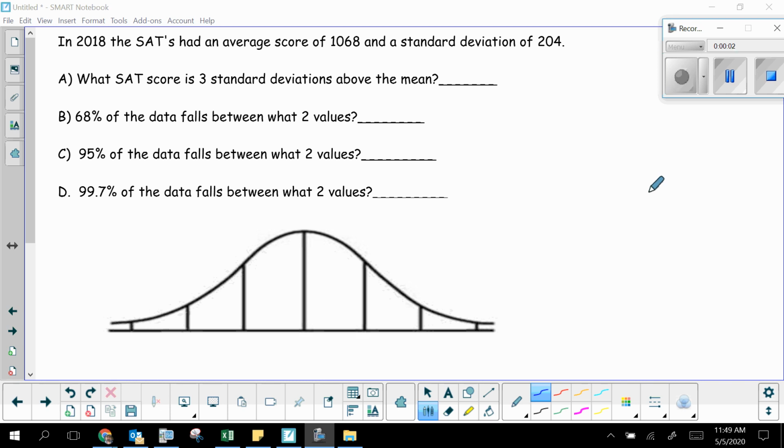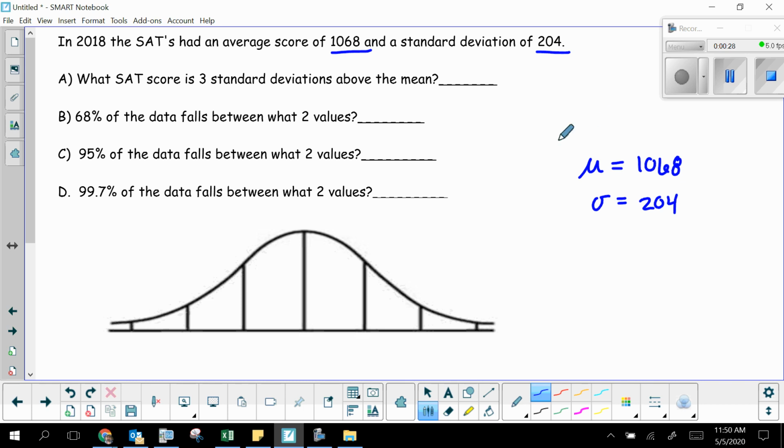Take a look at the 2018 SAT results to demonstrate the empirical rule and how it can be used. In 2018, the SATs had an average score of 1068 and a standard deviation of 204. That means that our mu is 1068 and that our sigma is 204.